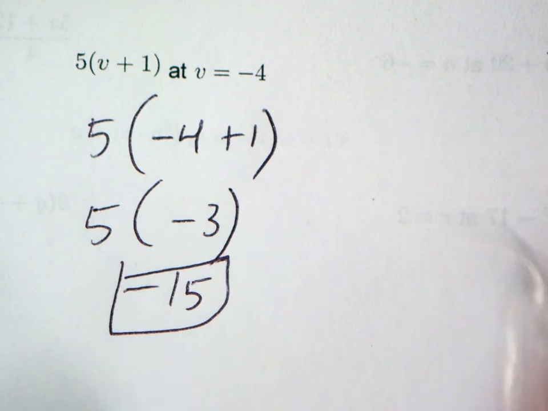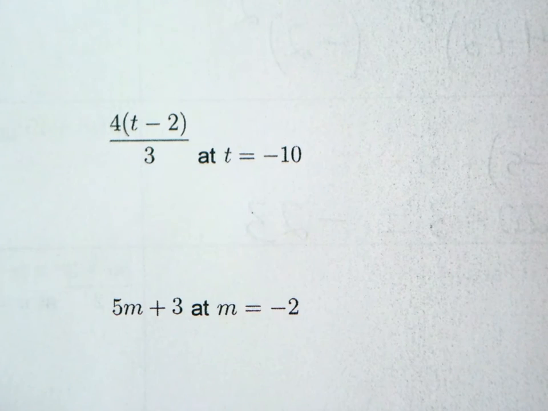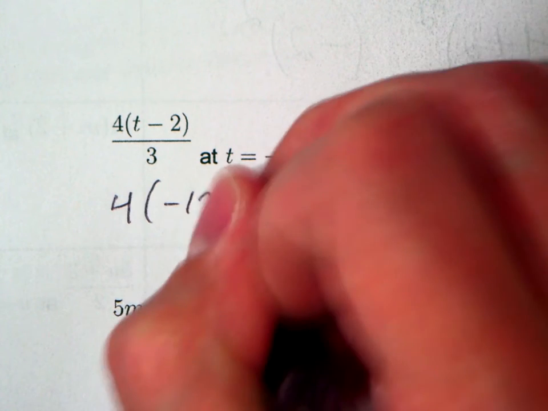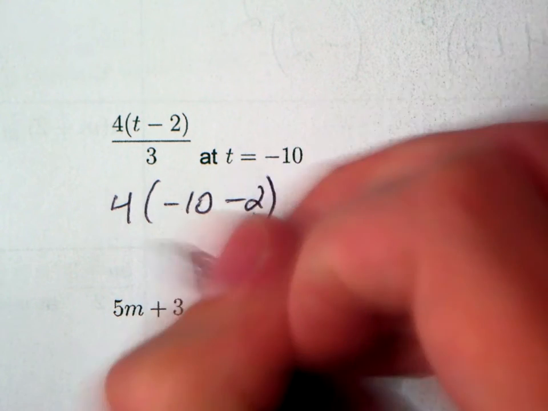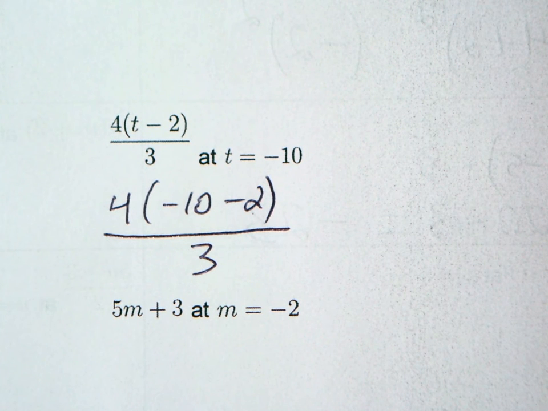Let's take a look on the back from Monday's assignment. How about this one here? We're going to replace t with what it's equal to. So it becomes 4 times negative 10 minus 2, the whole thing divided by 3. Since this fraction bar is underneath that entire quantity, there are actually invisible parentheses here as well.